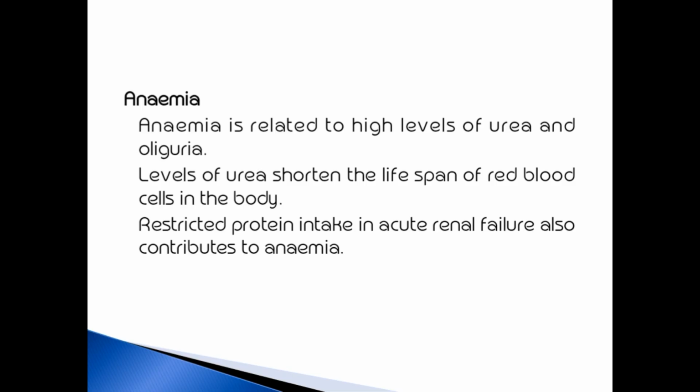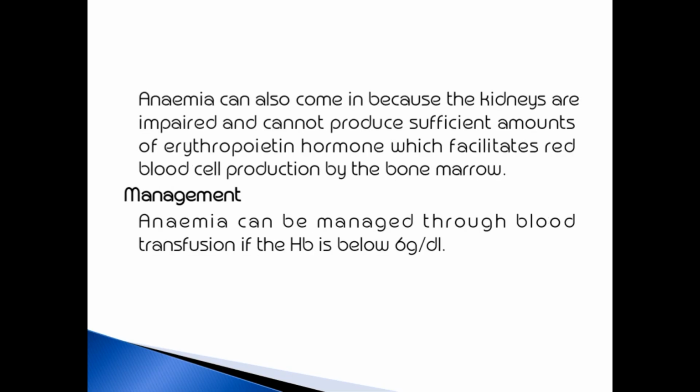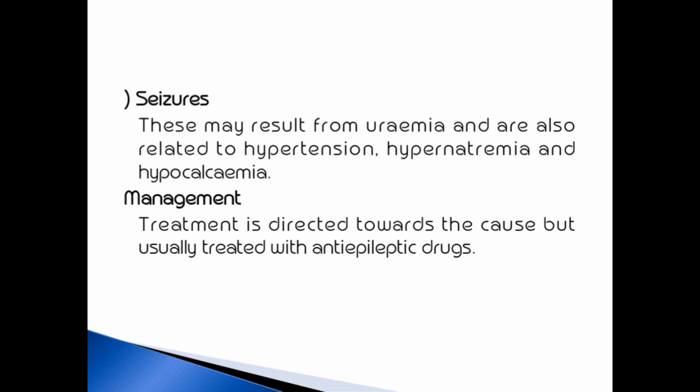So restricted protein intake in acute renal failure also contributes towards anemia. In this case whereby protein intake is being restricted, you may find that anemia may come in. So how are we going to manage anemia? Anemia can be managed through blood transfusion if the HB is below 6 grams per deciliter.